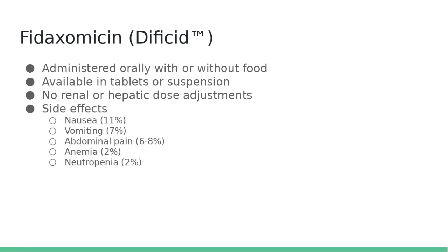So fidaxomicin is probably the more preferred option since it's only a twice-a-day administration versus vancomycin that's 4 times a day. And that's administered orally with or without food. It's available in tablets or a suspension. And there's no dose adjustments necessary for that. And nausea and vomiting and abdominal pain are your most common side effects.